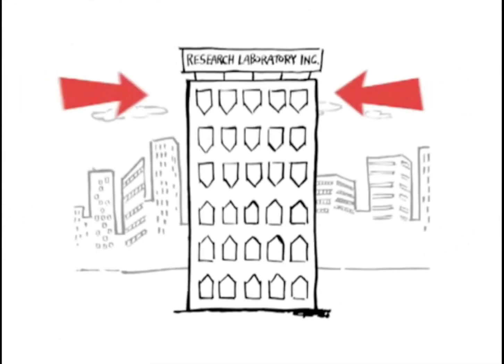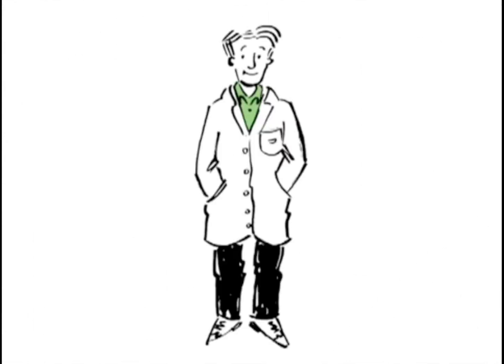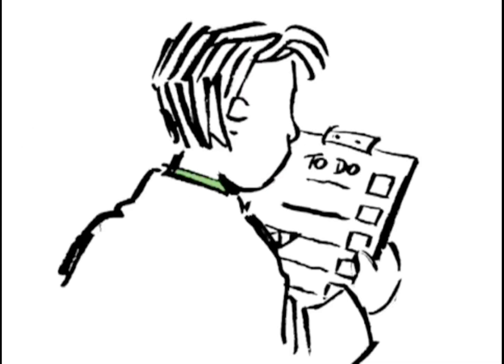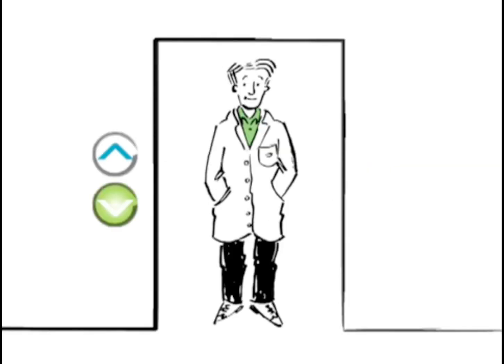Now, way up at the top of the building was another proteomics researcher named Dave. Dave was a top-down guy. He worked on the top floor of the lab. He buttoned his lab coat from the top down. He checked his to-do list top to bottom. And he loved riding the elevator down to the cafeteria for lunch. With Dave, everything was top down.